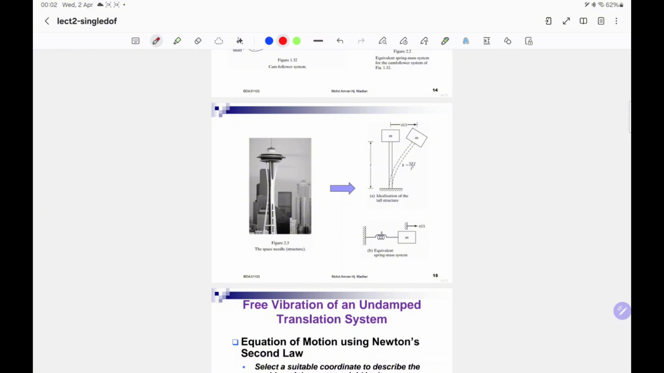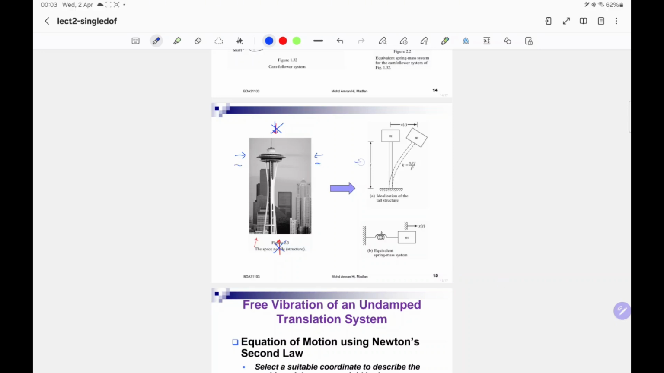Alright, so let's consider a tower. Okay, so this is an example of a tower. Let's say this tower experiences vibration due to the wind. Will it vibrate vertically, or do you think that it will vibrate horizontally? Of course, due to the external wind, it will not vibrate vertically, it will vibrate horizontally.